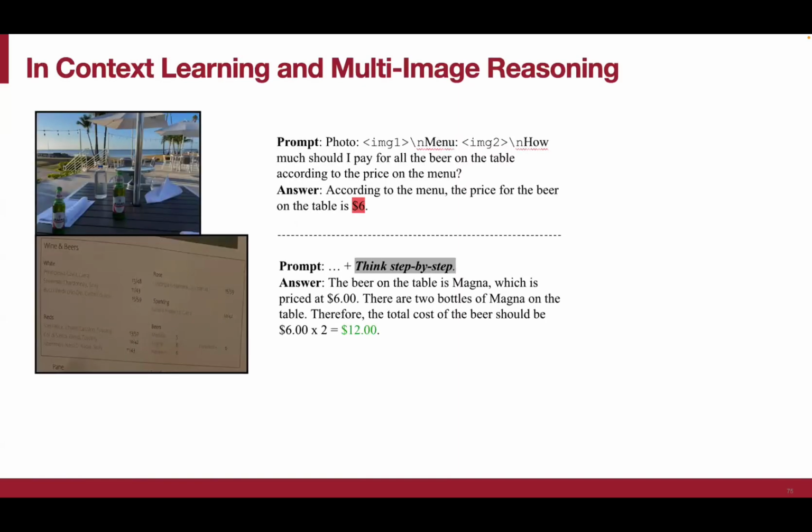So here are some examples of in-context learning capability of VILA. You can ask how much do I have to pay for the beer on the table. With the reasoning capability, it can tell you it's $6 by 2, since there are two bottles of beer. So altogether, it will go to see the menu and do the OCR to find the unit price, and then times 2 to get the total price.